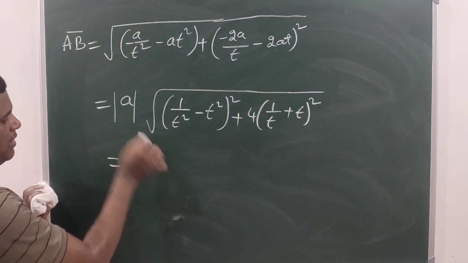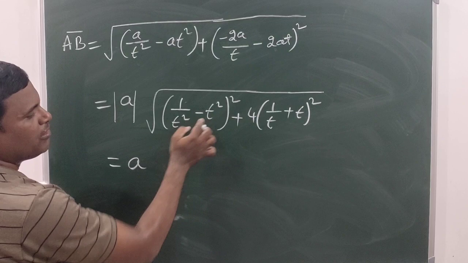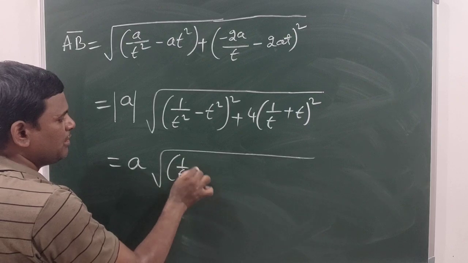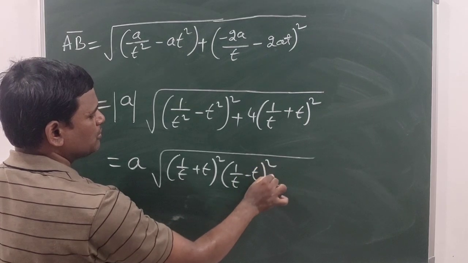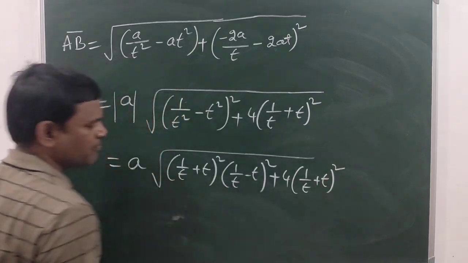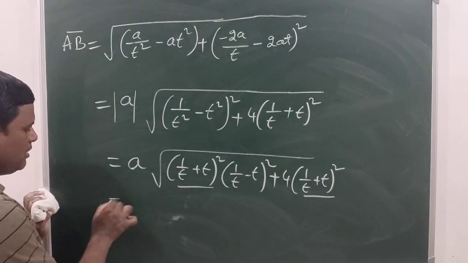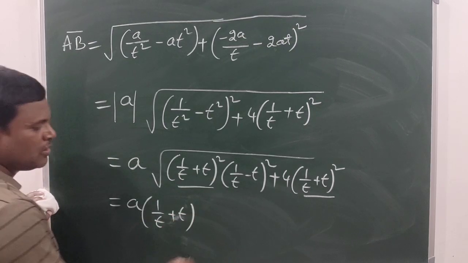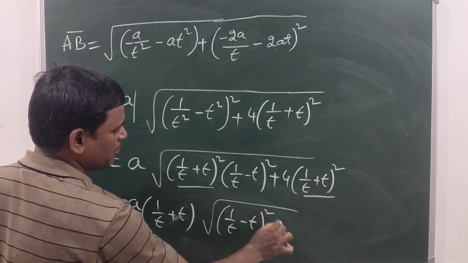In the next step, observe carefully: inside of this bracket, a square minus b square is there. So now I want to write (1 by t plus t) whole square and (1 by t minus t) whole square, plus 4 of (1 by t plus t) whole square. Now in the next step, I am going to take this one and this one outside, so that we get a of (1 by t plus t). So inside, what is left? (1 by t minus t) whole square plus 4.